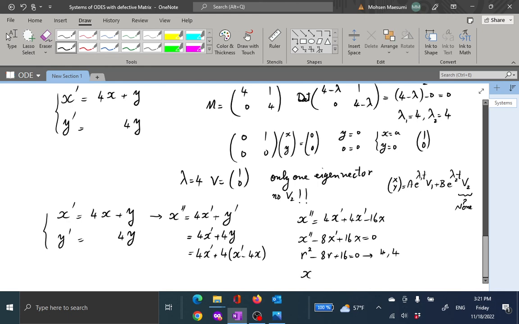So my x is going to be a exponential of 4t plus, now well, you want to maybe pause this for a second and answer me, plus what? Plus b, what's that now? Yes, I need a t here.